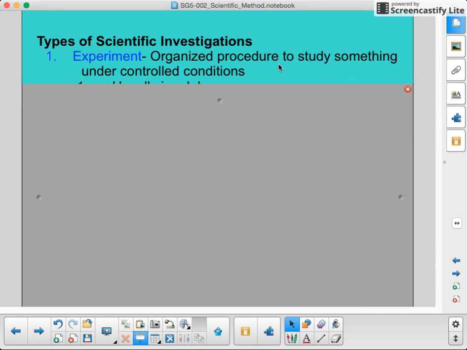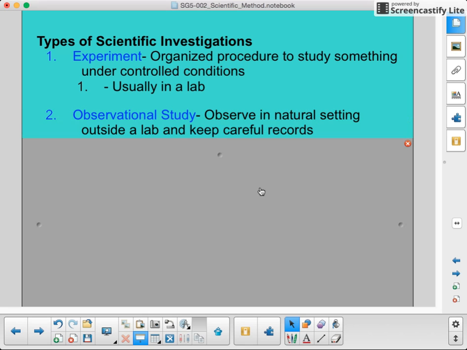There are 4 types of scientific investigations. In class, we've primarily focused on experiments. An experiment is an organized procedure to study something under controlled conditions. That means an experiment usually takes place in a lab because in that setting, the researcher can control everything about the environment. The temperature, the amount of water or rainfall, the amount of sunlight, all of those conditions can be controlled so they know that their results are only because of the variable that they are adjusting.